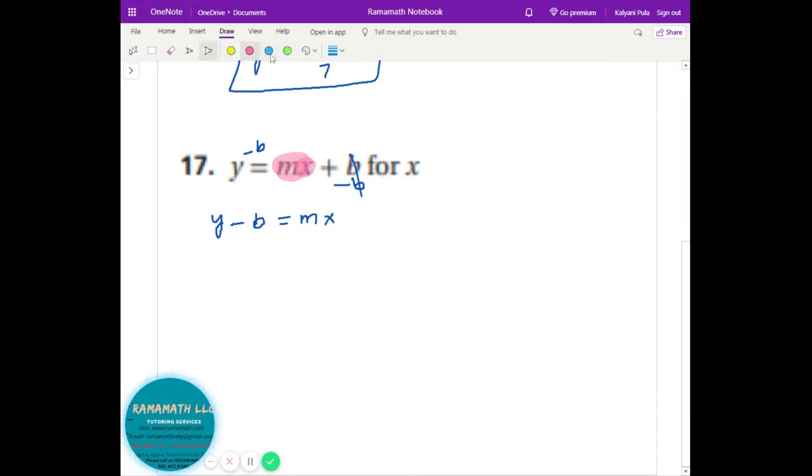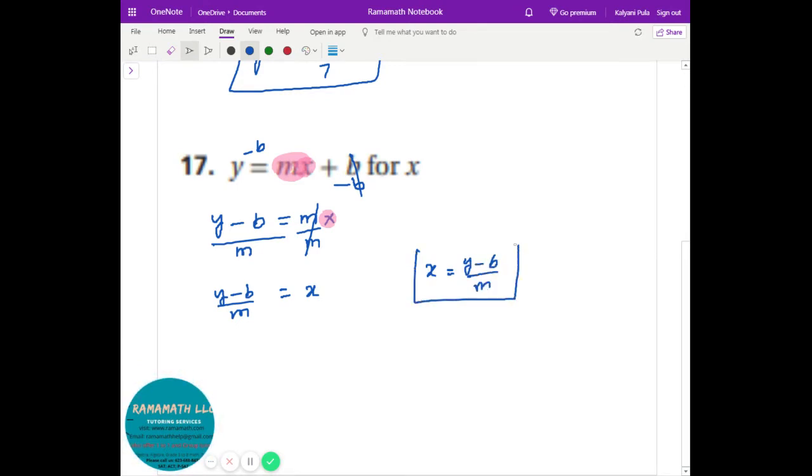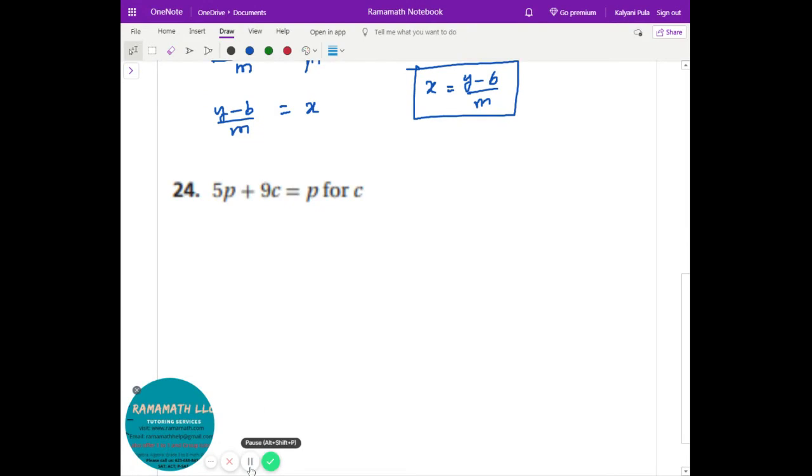But since we're solving for x, we don't want that m next to it. So let's divide by m. If I divide here, I need to divide the other side too. So your answer is x equals (y minus b) over m. Or sometimes you can write it the other way around. You can just flip them around, it's fine. Yeah, you got it right.